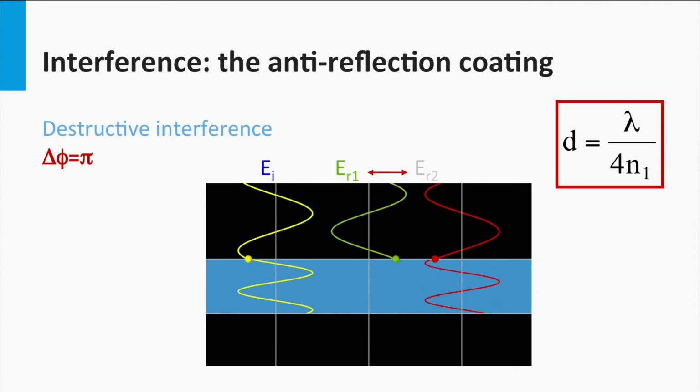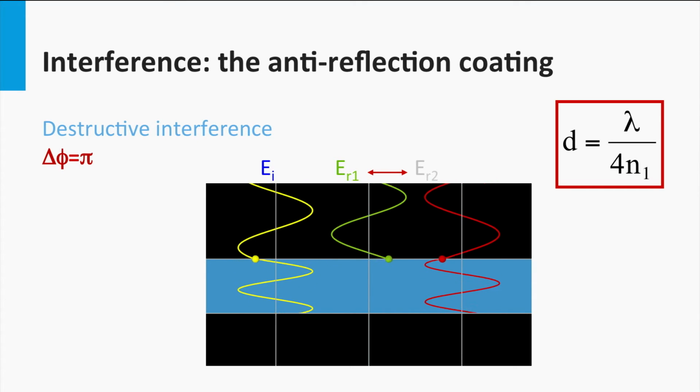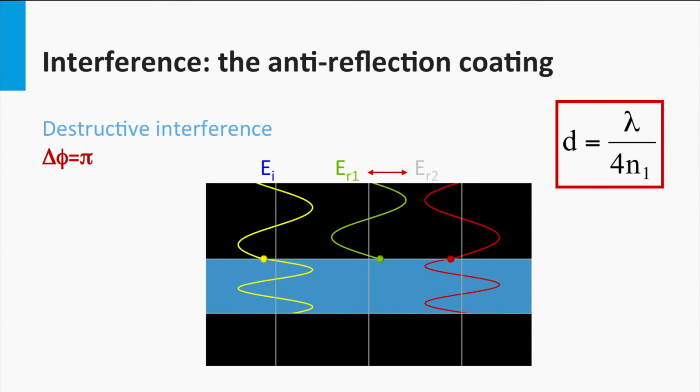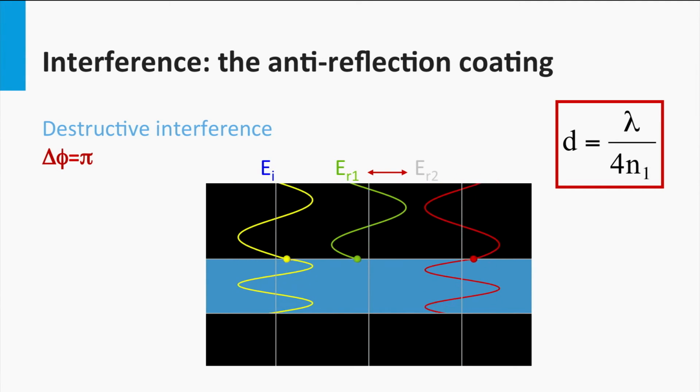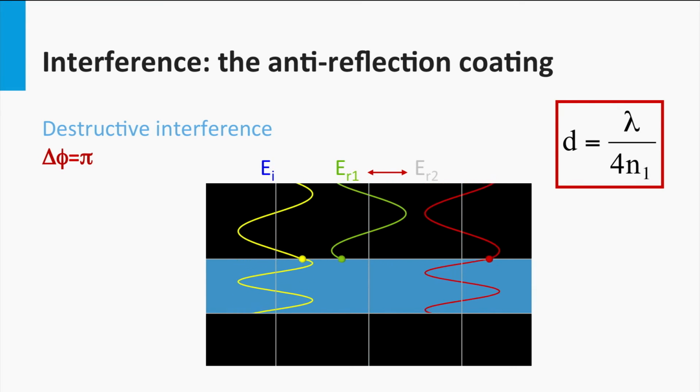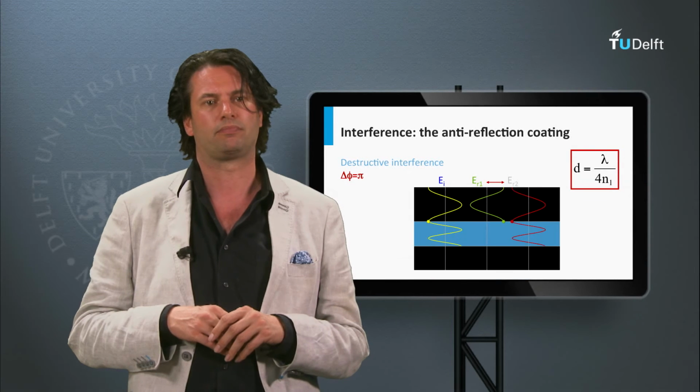The maximum destructive interference occurs when the product of the refractive index and thickness of the interlayer is equal to the wavelength divided by 4. Or in other words, the thickness is the wavelength divided by 4 times the refractive index of the coating. Using an anti-reflection coating based on interference means that the typical length scale of the interlayer thickness must be in the order of the wavelength.